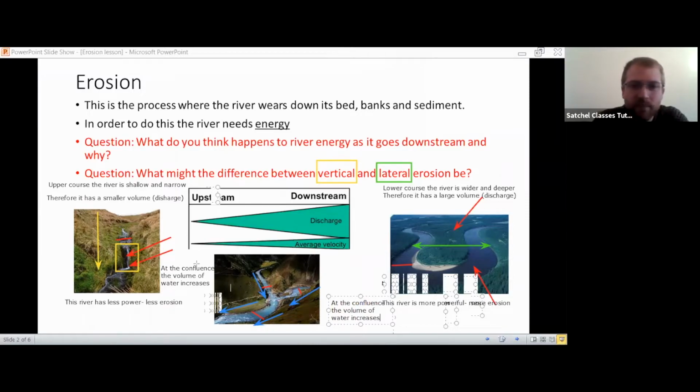Okay, so at this point we know that the river's energy increases, and it starts with vertical erosion, not much power, and it increases as rivers meet together to increase the river's energy and power. And as it gets nearer to sea level, it will transfer to lateral erosion. So what we'll do, we'll clear these and we'll move on.